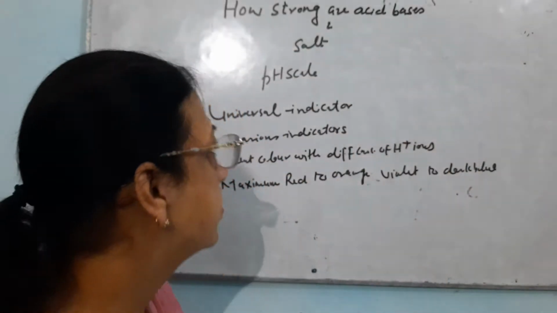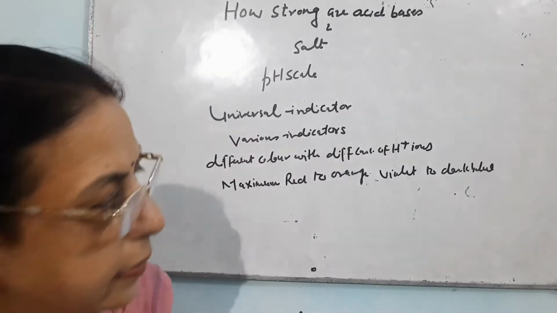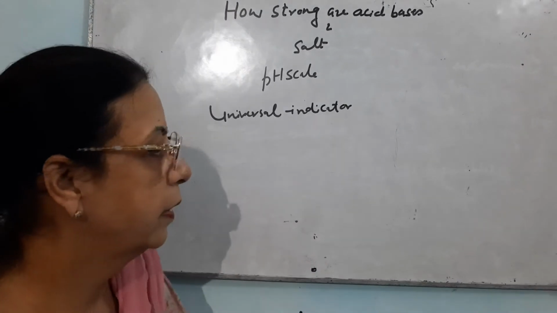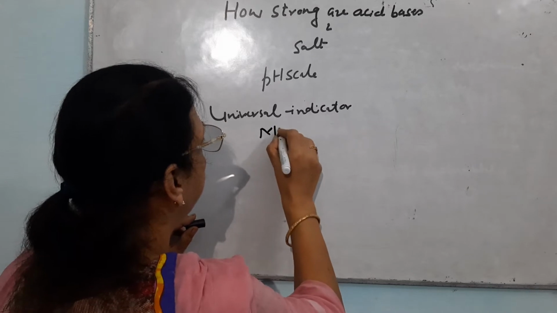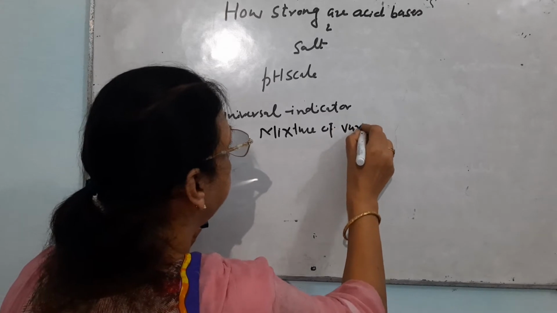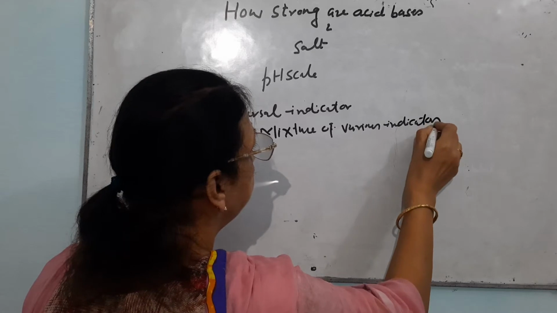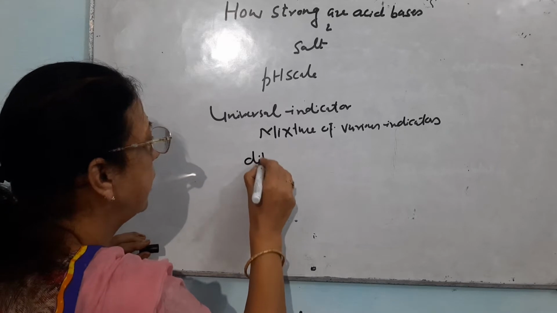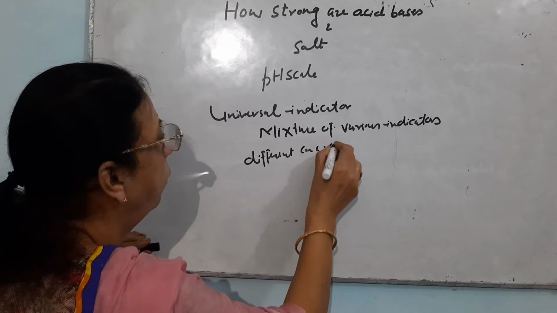Now there is a substance known as a universal indicator. This universal indicator is a mixture of various indicators. It gives different colors with different concentrations of hydrogen ions.